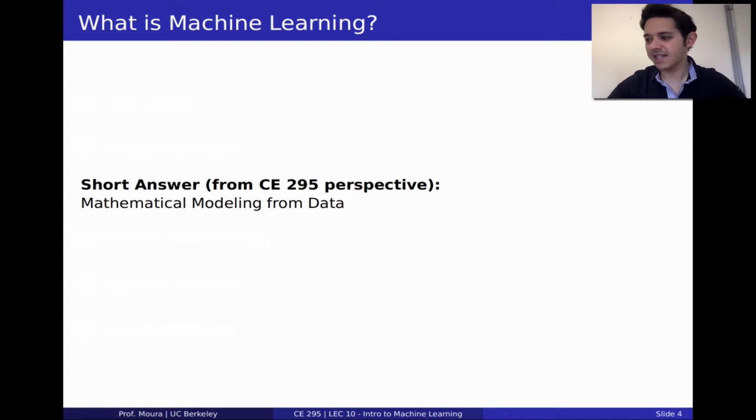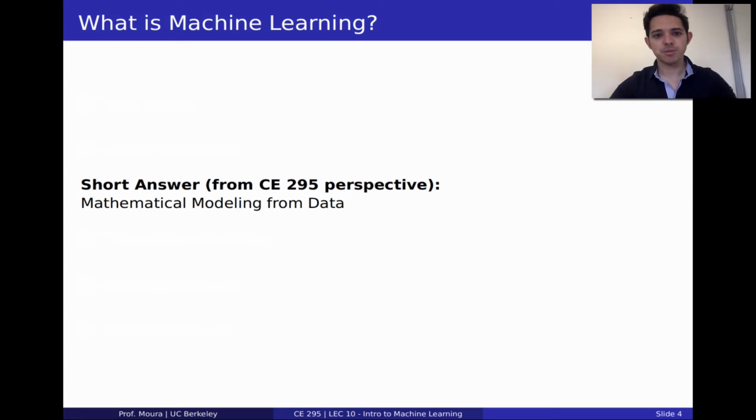So the first question you might ask is, what is machine learning? From the perspective of this class, the short answer is simply mathematical modeling from data. So in chapter 1, we talked a lot about mathematical modeling, and most of the perspective in chapter 1 was around mathematical modeling using first principles. So these are commonly first principles that come from physics, such as mechanics or electricity and magnetism, could come from fluid mechanics, Navier-Stokes equations. Electronics, we're using Kirchhoff's current and voltage laws, could come from chemistry, etc., etc.